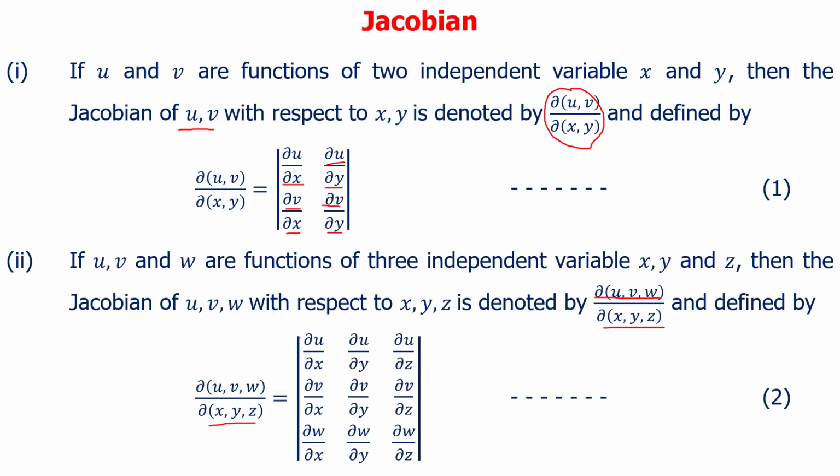the determinant of ∂u/∂x, ∂u/∂y, ∂u/∂z, ∂v/∂x, ∂v/∂y, ∂v/∂z, ∂w/∂x, ∂w/∂y, and ∂w/∂z. This is called the Jacobian of u, v, w with respect to x, y, z. Similarly, we are able to define the Jacobian of n variables in the same manner.